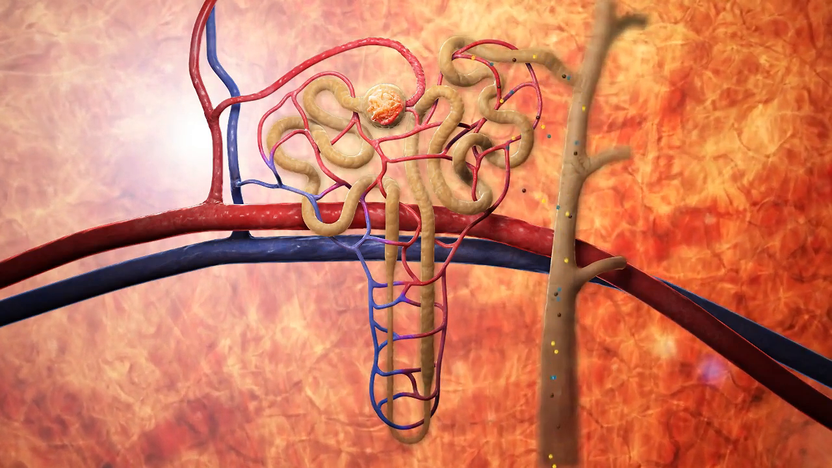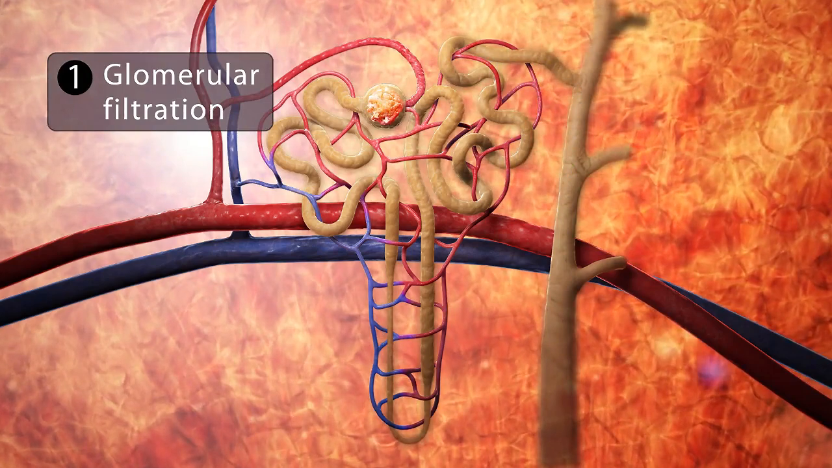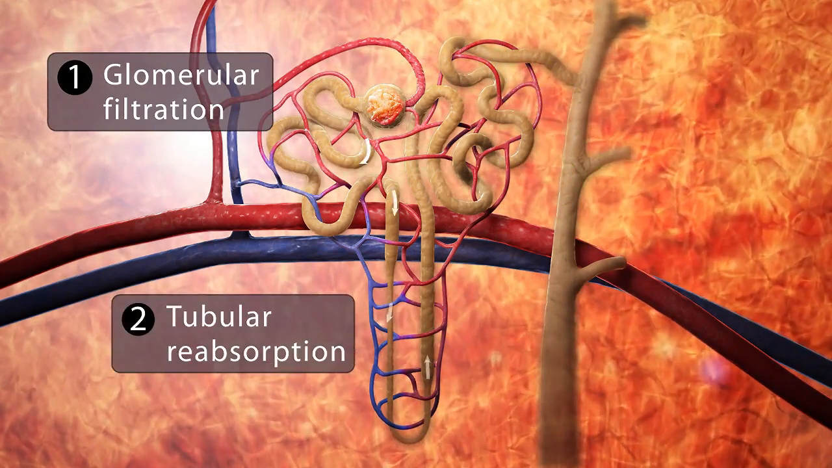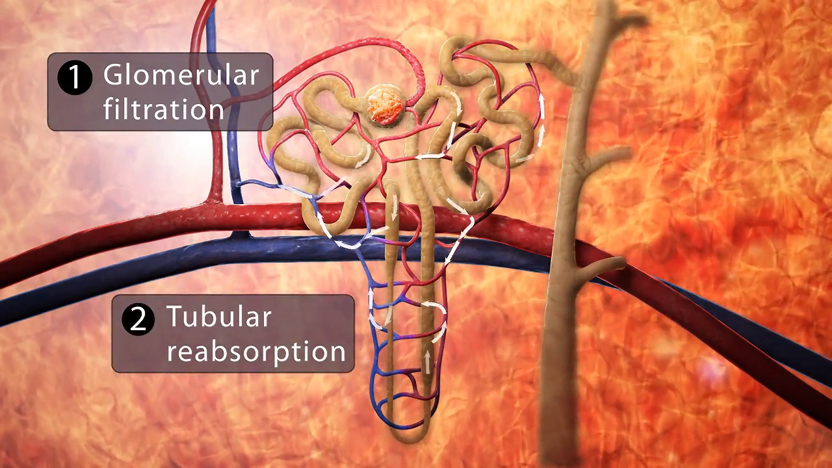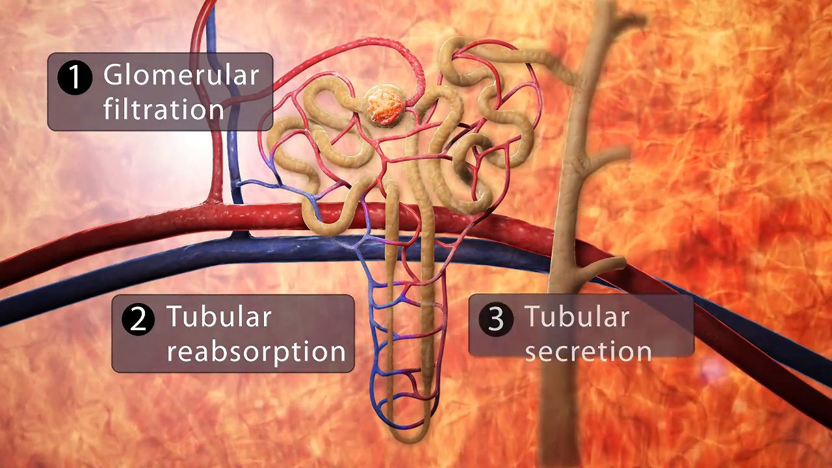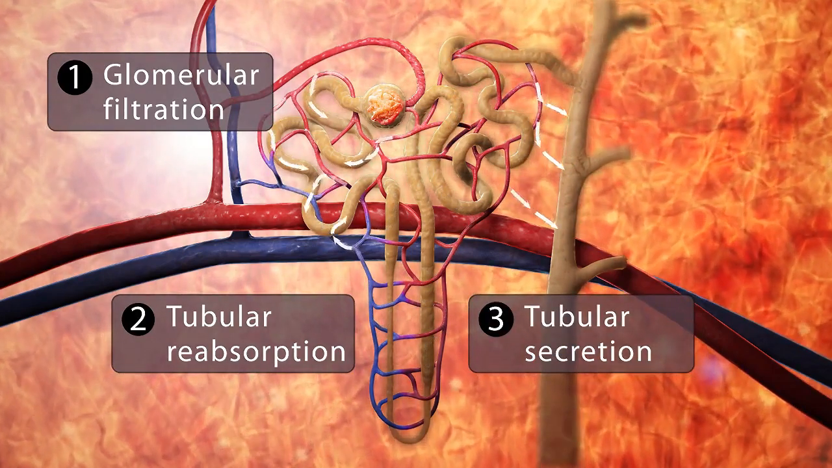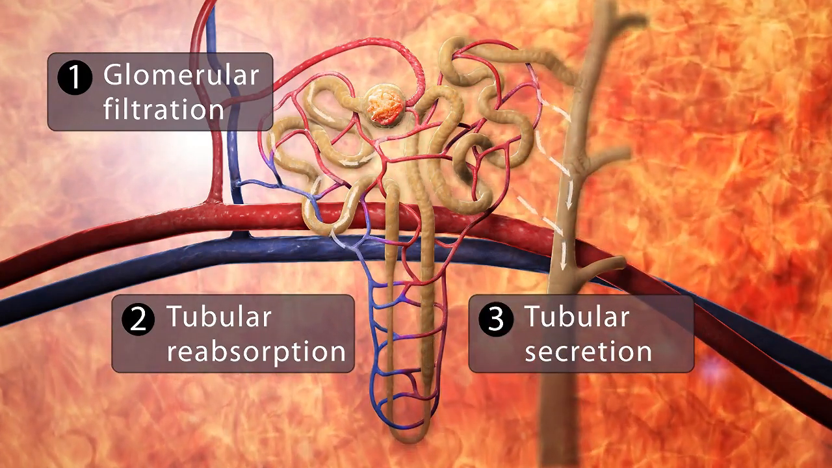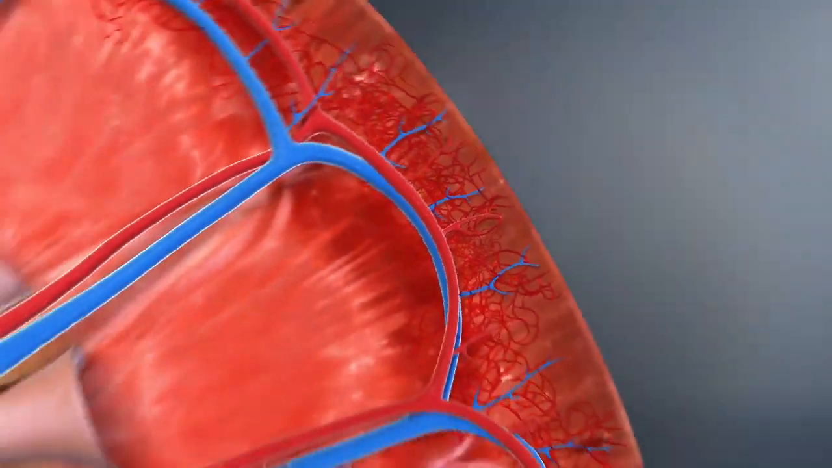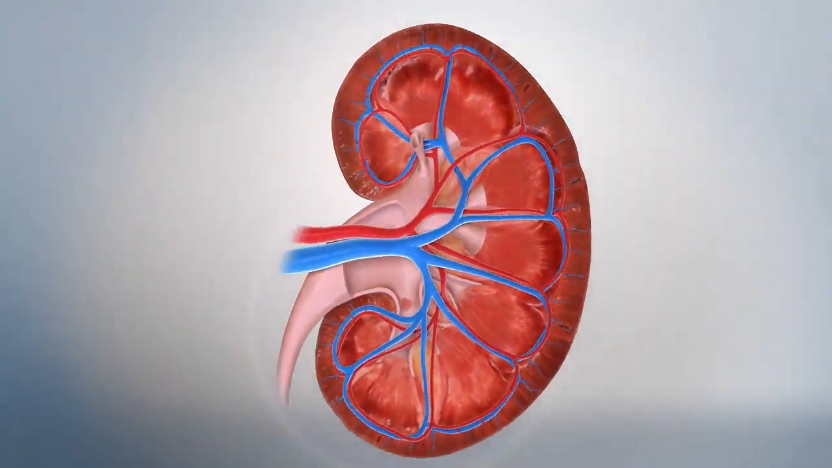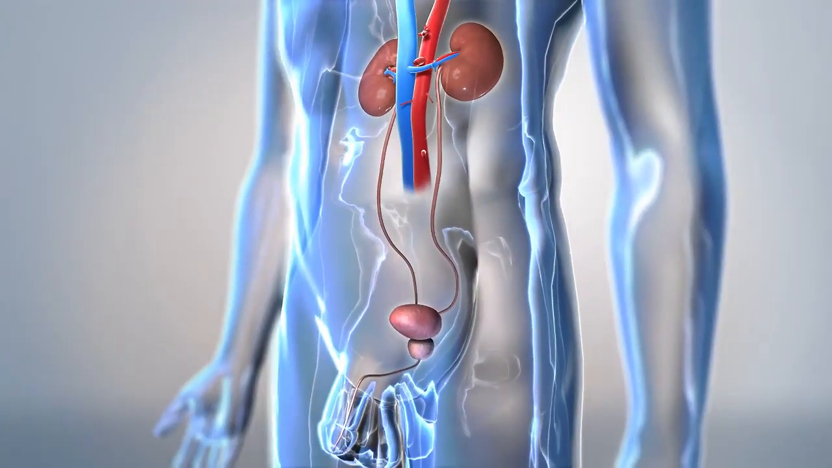The major functions of the nephron, glomerular filtration, tubular reabsorption, and tubular secretion, enable your kidneys to maintain solutes and water concentrations, assist in the regulation of blood pressure and blood volume, and remove excess substances and wastes from your body.